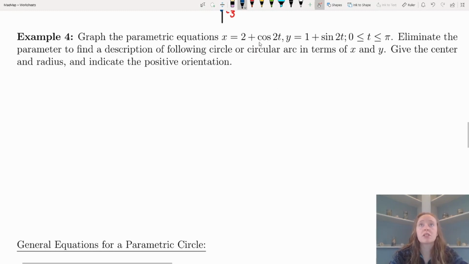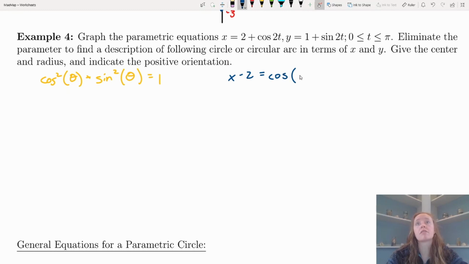So the easiest way to do this is isolate my cosine and my sine. And I like to start with that identity: cosine squared of theta plus sine squared of theta equals 1. So my x minus 2 is going to be equal to cosine of 2t, and my y minus 1 is going to be equal to the sine of 2t. So now I've isolated my cosine and sine functions.